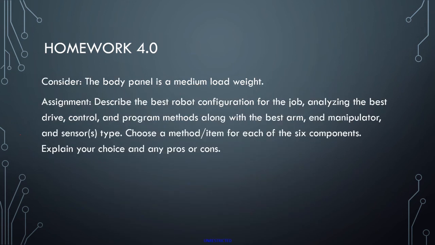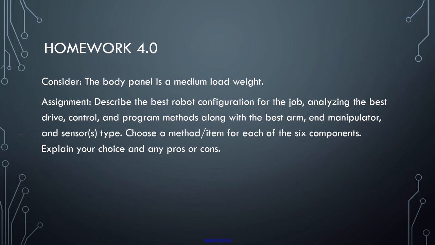And I've asked that you describe the best robot configuration for this job. So if we need to build a robot from scratch that suits this application that I've just described, how would we do that? What components would we select? An important consideration that I've given you, consider that the body panel is a medium load weight, so it's not extremely heavy, but it's not extremely light. So you need to analyze what is the best drive system to use, what's the best control method and programming methods, what would we use to move that body panel properly up into place, and why would we use those, what would be the best arm type, what seems like the best arm type.